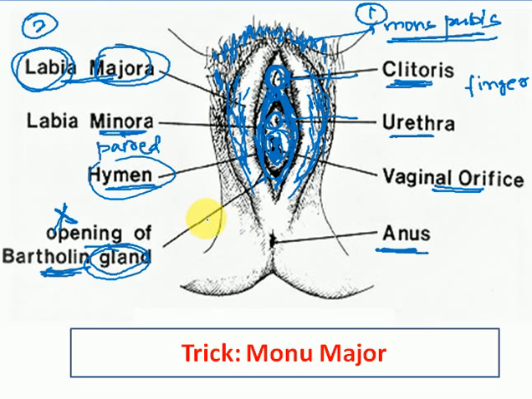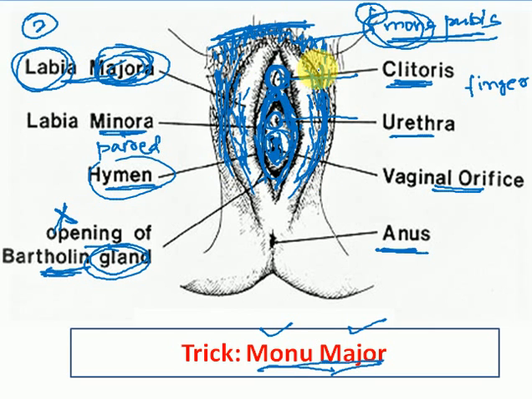The simple trick to understand this diagram is Monu major. Okay, Monu is a boy who is major in army. So basically mons pubis will be present at the uppermost part, and after that majora, major simply means majora will be the outermost part. All right, so mons pubis तो आप लोग अलग से पता कर सकते हैं, उसके बाद मेजरा जो है वो पहले प्रेजेंट होगा, उसके अंदर फिर माइनोरा और बाकी सारे पार्ट्स प्रेजेंट होंगे.